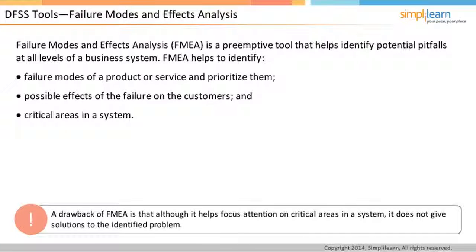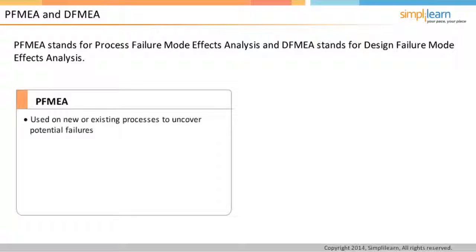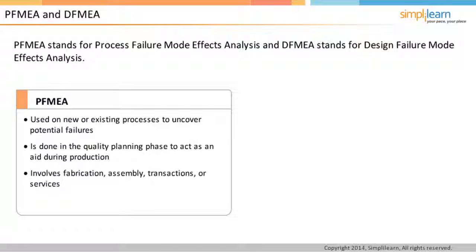PFMEA stands for Process Failure Mode and Effects Analysis, and DFMEA stands for Design Failure Mode and Effects Analysis. PFMEA is used on a new or existing process to uncover potential failures. It is done in the quality planning phase to act as an aid during production. A process FMEA can involve fabrication, assembly, transactions, or services.